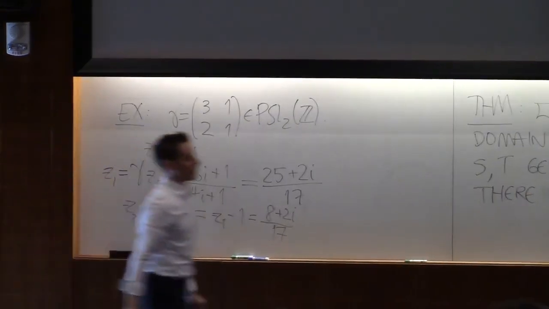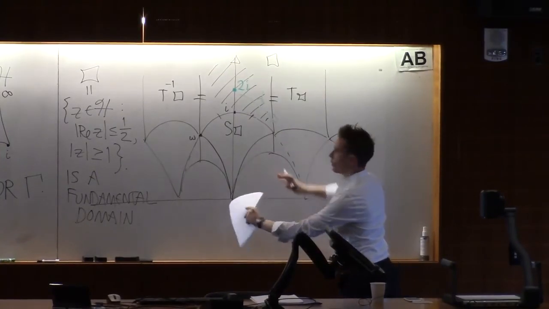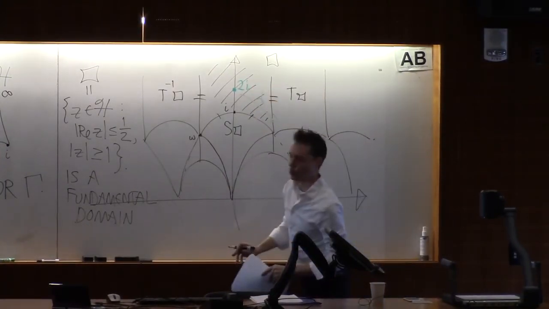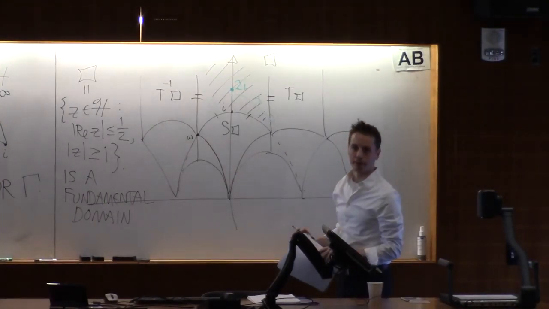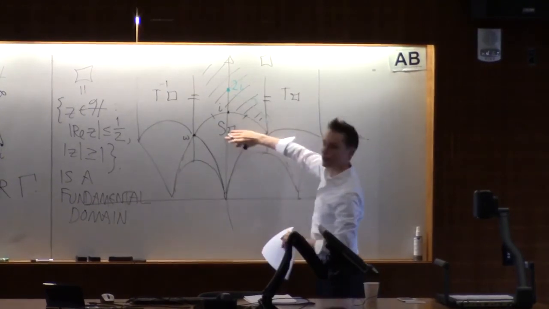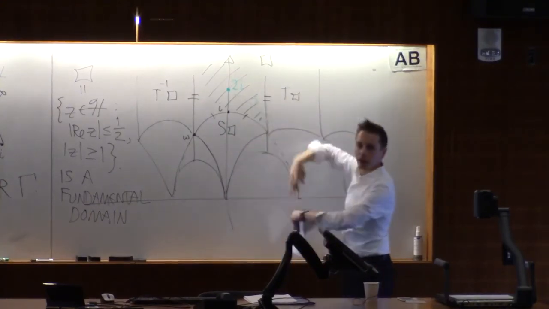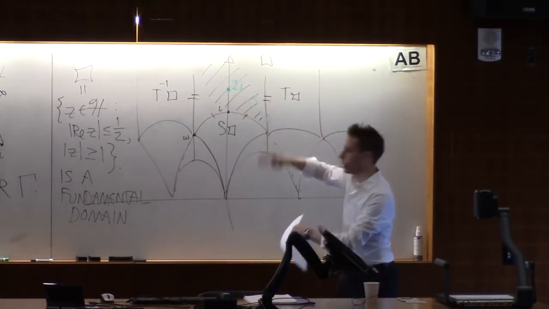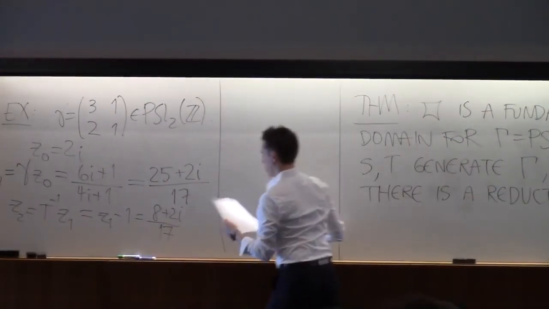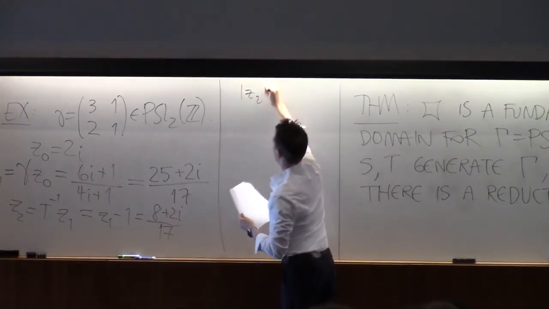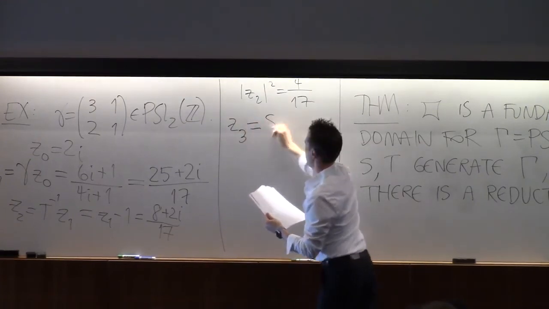Now what? Now it lives somewhere between these two lines. I would be done if its absolute value was bigger than 1. Is that absolute value bigger than 1? The answer is, check for yourself, no. Too small. The imaginary part is too small. So what do we do? We reflect with the S. If I'm taking z goes to minus 1 over z, that's like a reflection but also negation, so it's orientation preserving. That increases the imaginary part. The absolute value of z2 squared is 4 over 17. The z3, we reflect.